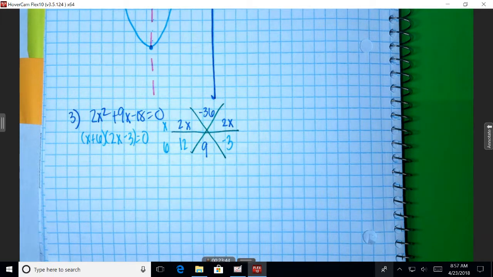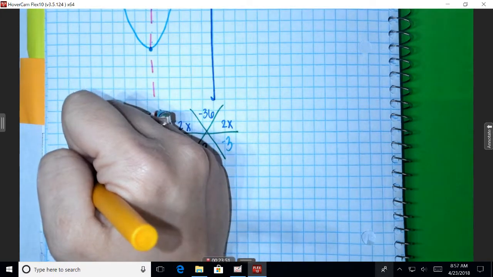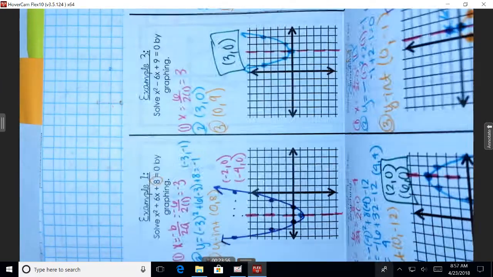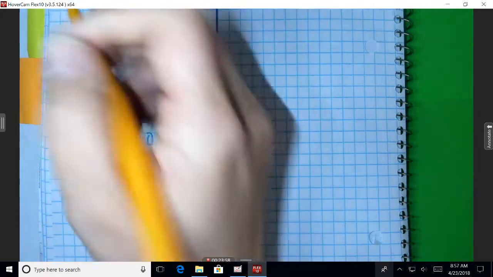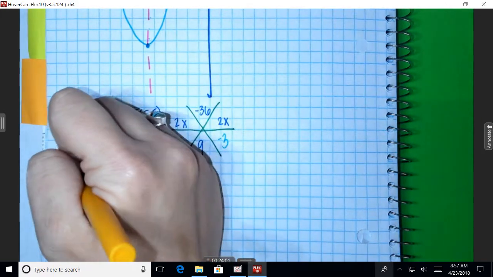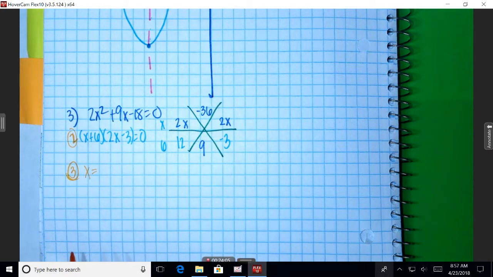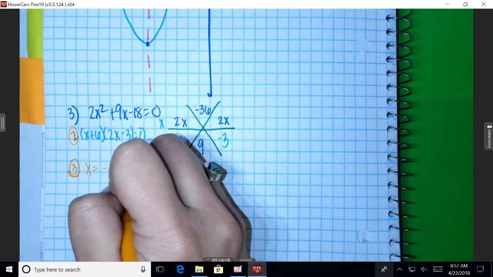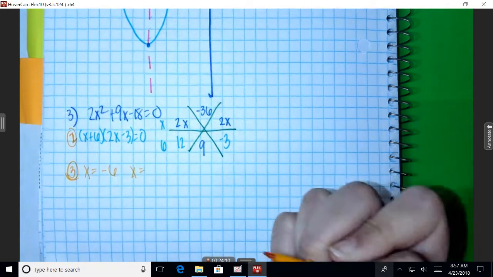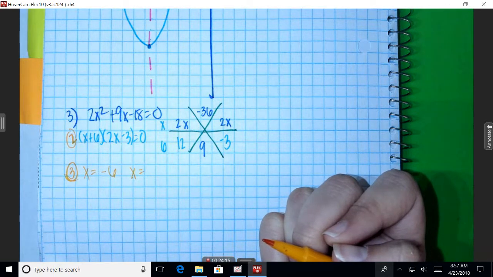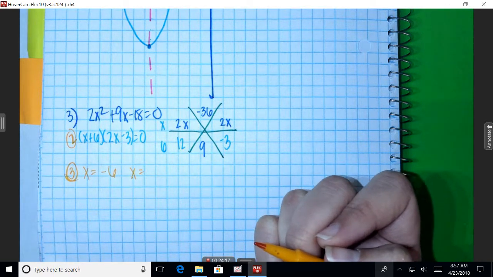Did anybody go ahead and split and find your intercepts? Okay. So what's your first intercept? So this is step 1. That was step 2. What'd you get for your intercepts? Negative 6 and you would add 3 divided by 2. Come on, guys. Thank you.